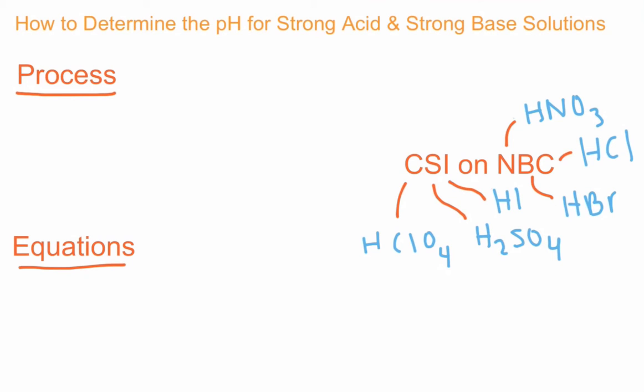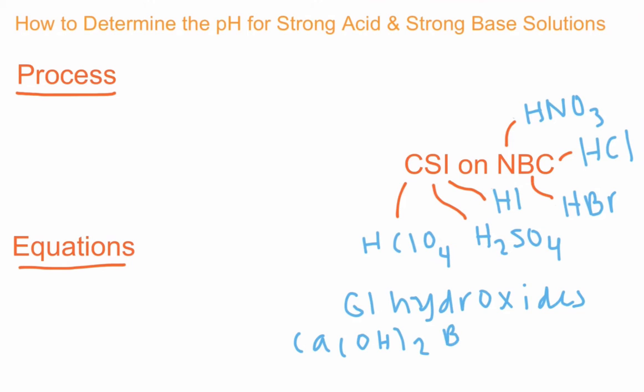Finally, for strong bases, we can remember them as group 1 hydroxides, as well as Ca(OH)2, Ba(OH)2, and Sr(OH)2. Okay, now we're going to go on and learn the process.